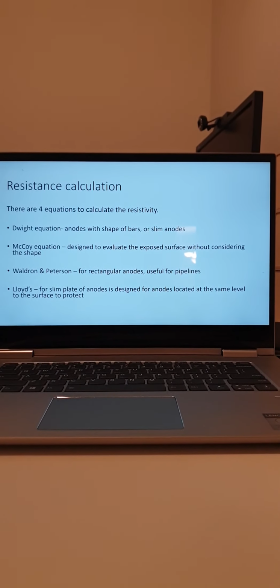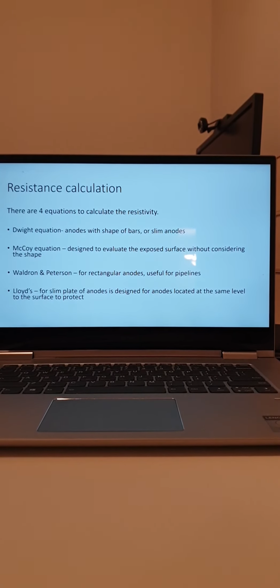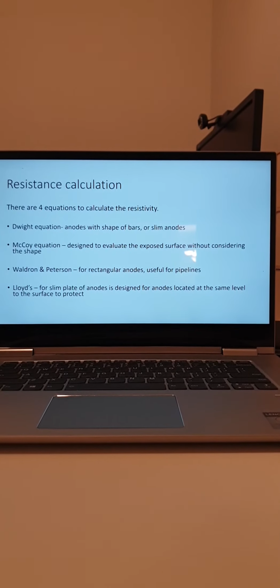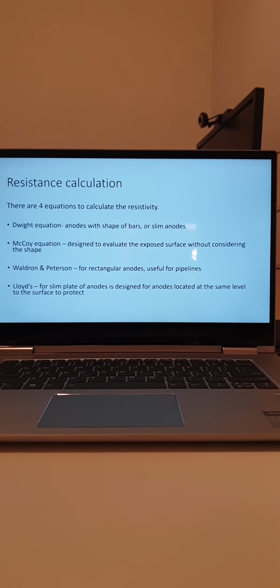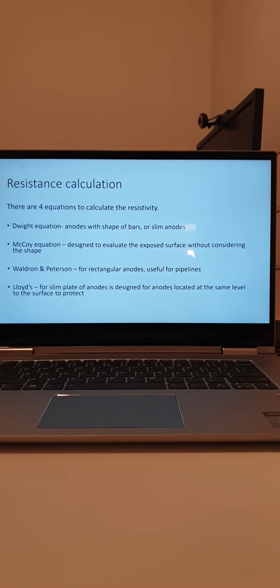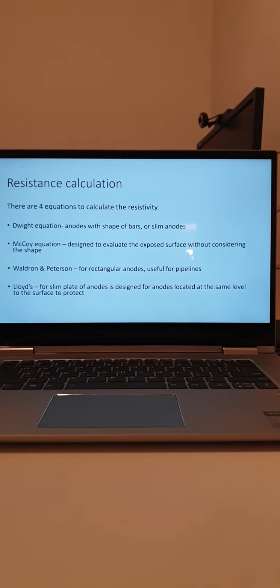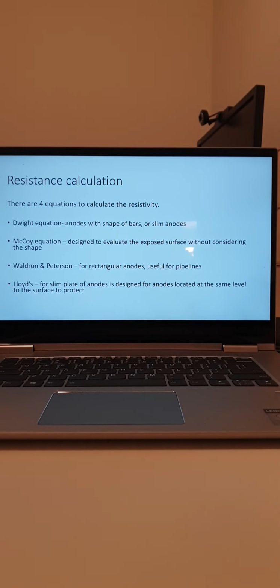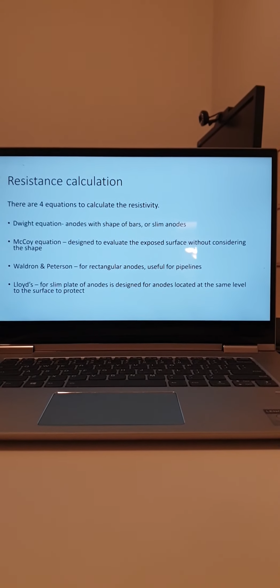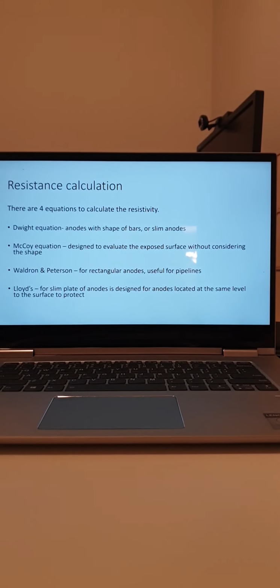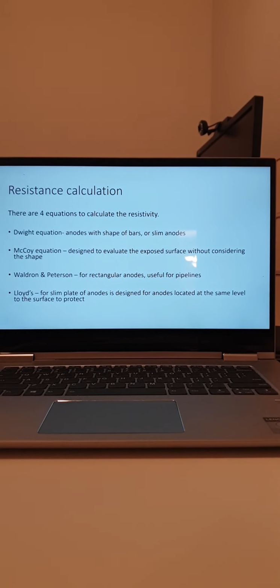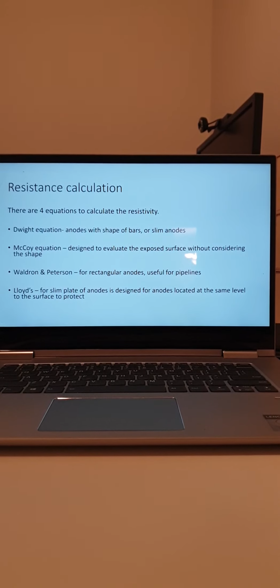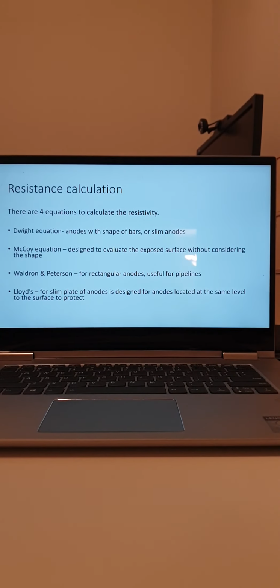The resistance calculation requires different parameters, but there are basically 4 equations developed to calculate the resistance of the electrolyte. The first one is the Dwight equation. This is for anodes with shapes of bars or slim anodes. Then we have the McCoy equation, which is designed to evaluate the exposed surface without considering the shape. This basically just takes the surface.